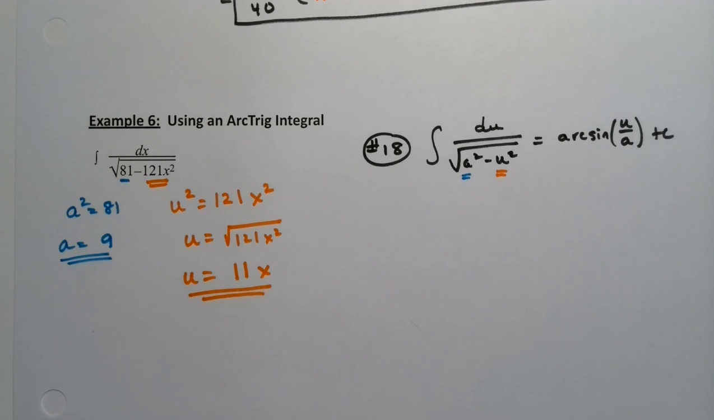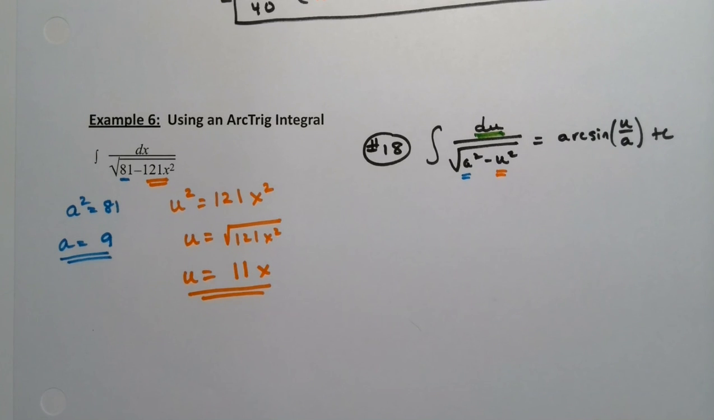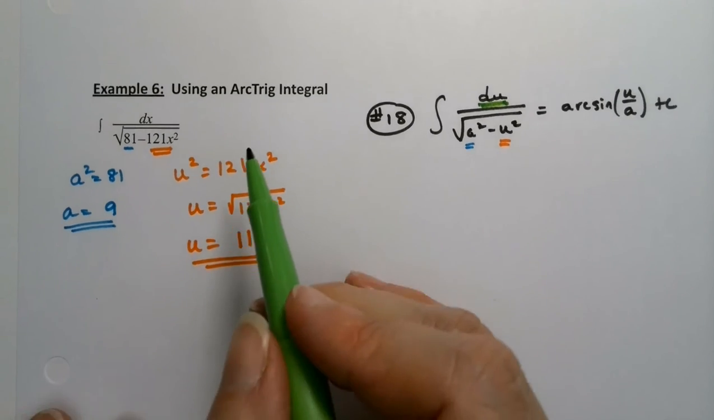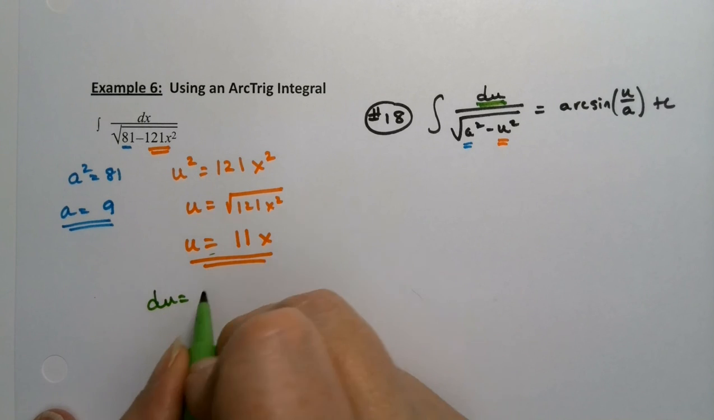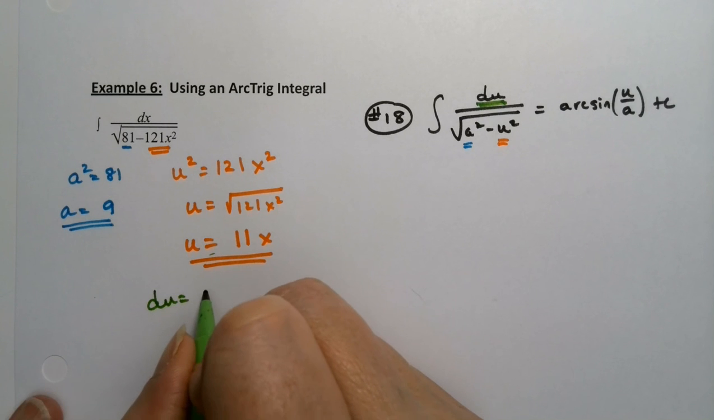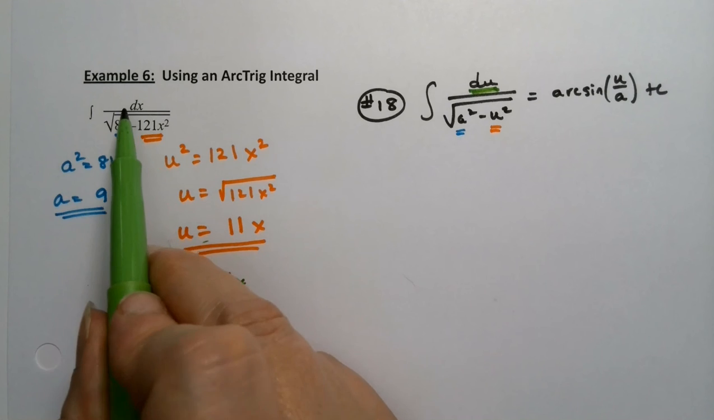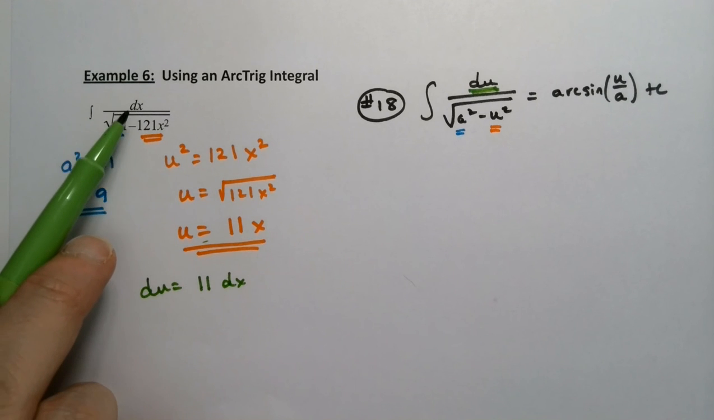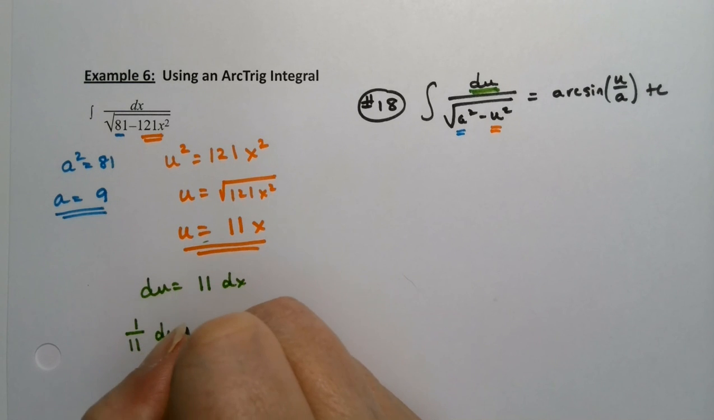All right. Now there's just one other problem, which is the problem itself has a du sitting in it, right? See how you need to know u-substitution? All right, so du is the derivative of u with respect to x. So that'd be 11 dx, right? But I don't have an 11 dx. I mean, look at the problem. There's no extra 11 sitting in here. There's only a dx. So I need 1 over 11 du is equal to dx.